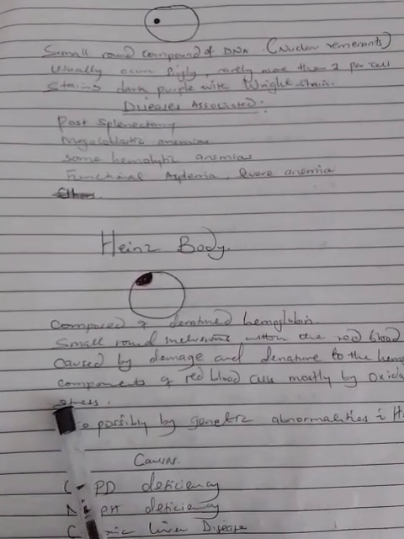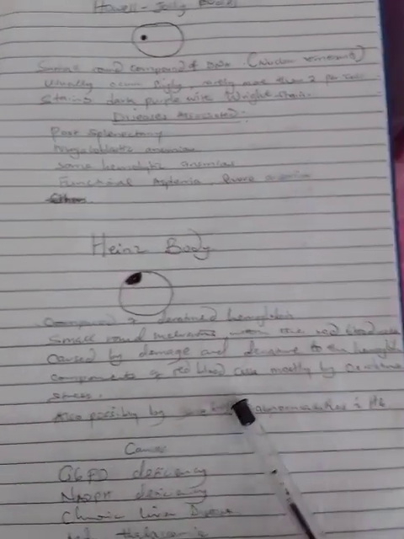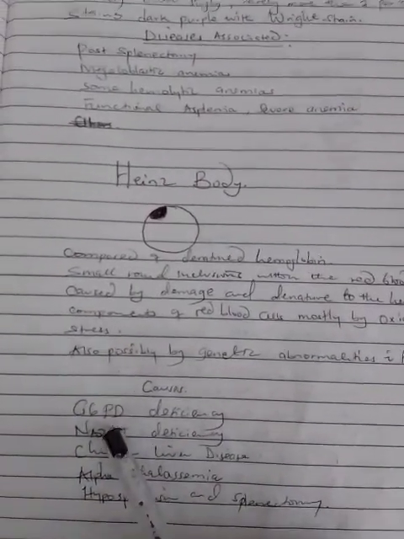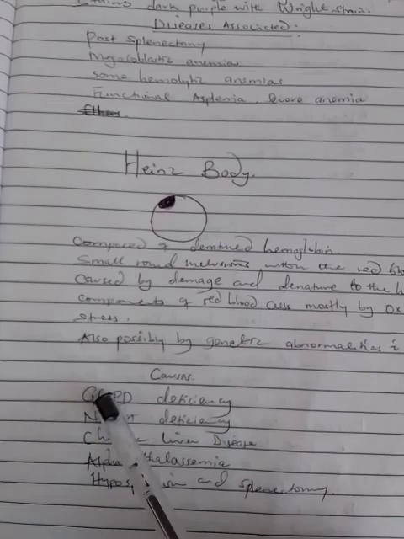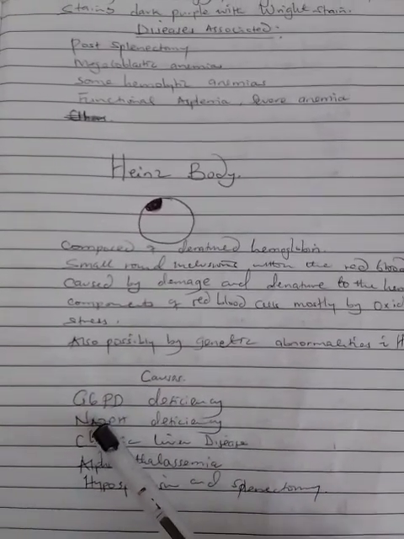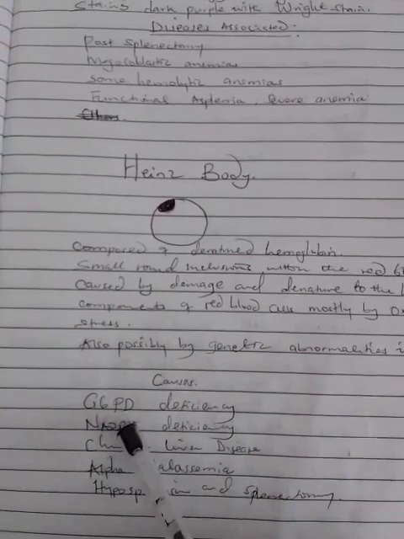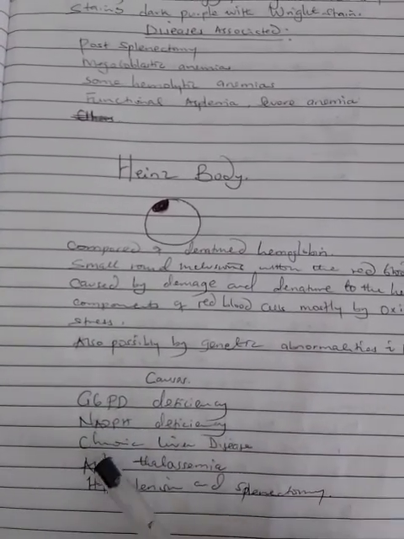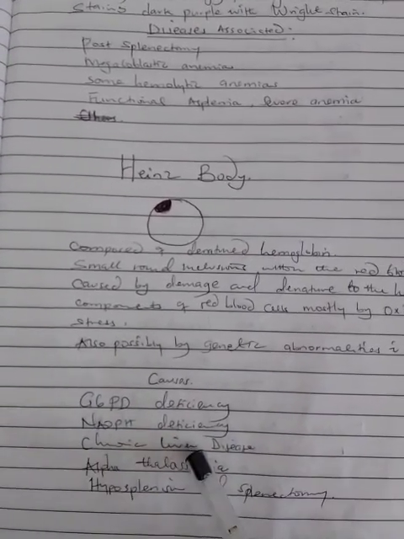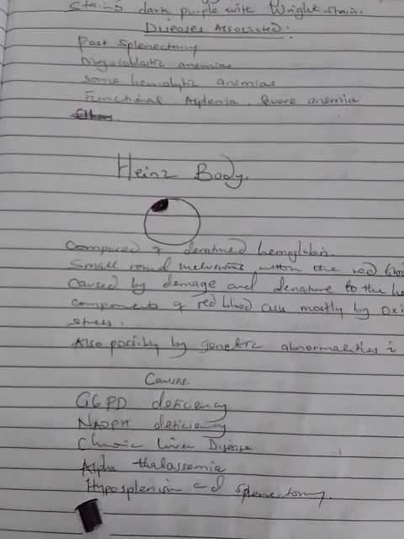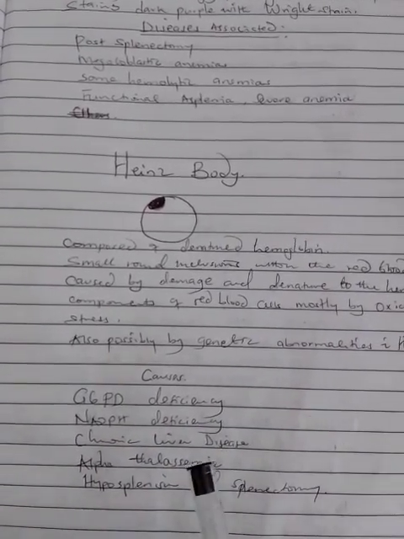They can also appear due to genetic abnormalities in hemoglobin. These Heinz bodies are common in G6PD deficiency anemia, NADPH deficiency, also in chronic liver disease, and alpha thalassemia, also in hyposplenism and splenectomy.